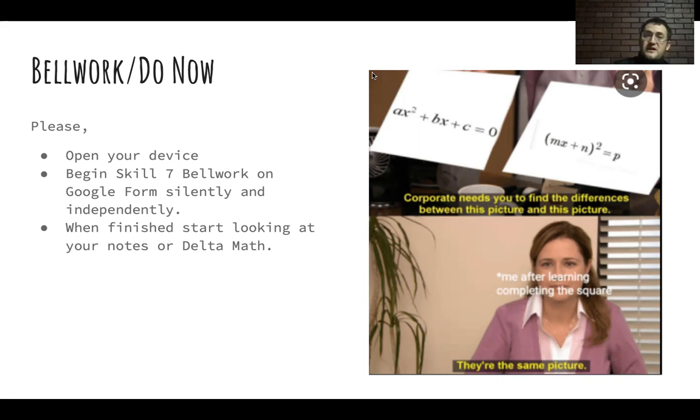And with this, if we are not going to be in class during the start of skill 7, I have this little meme with The Office, and it says corporate needs you to find the differences between this picture and this picture. And the lady says, me after learning completing the square, they're the same picture. So we need to understand that the vertex form and the standard form are related, just another way of writing them.